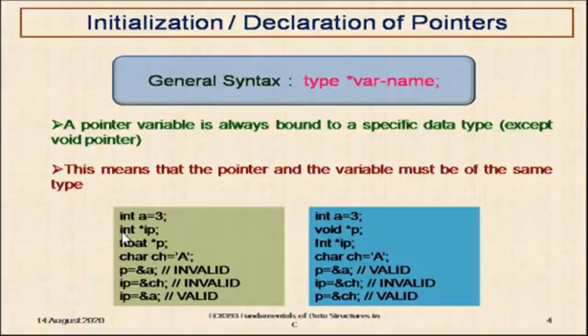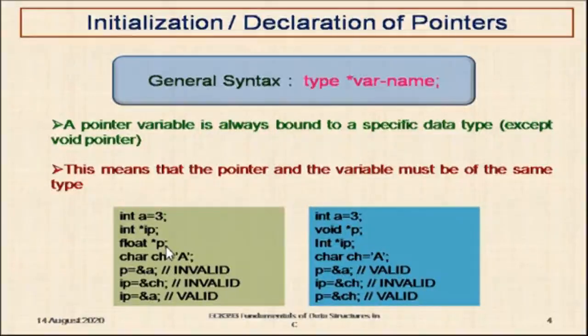Then the next line we can do a is equal to 3. That is also right. Whereas here, int *ip. What is the meaning? ip is the pointer variable, because star is there, of type integer. And float *p. Here p is the pointer variable of type float. So the pointer variable ip is of type integer. That means this pointer ip will be able to point to the integer variable only. Similarly, the pointer variable p will be able to point to the floating point variable only.